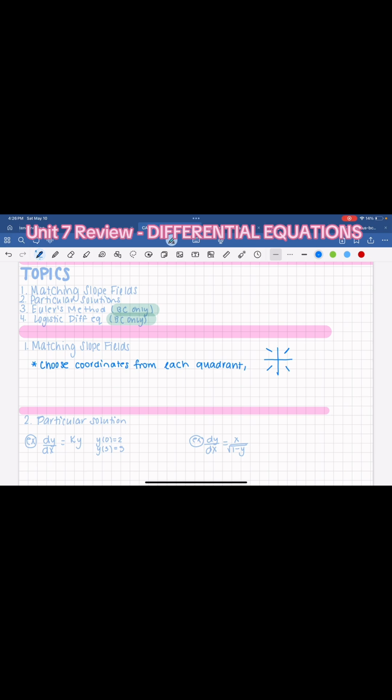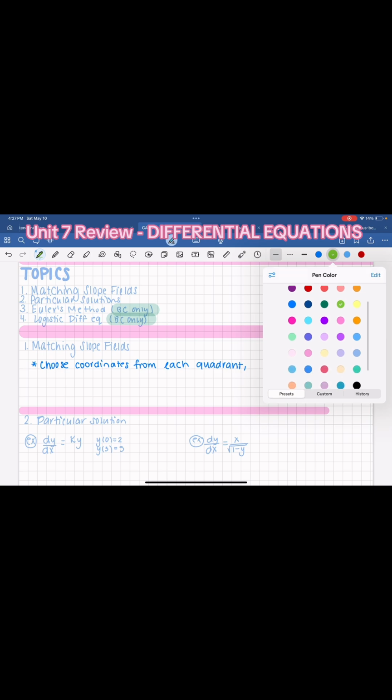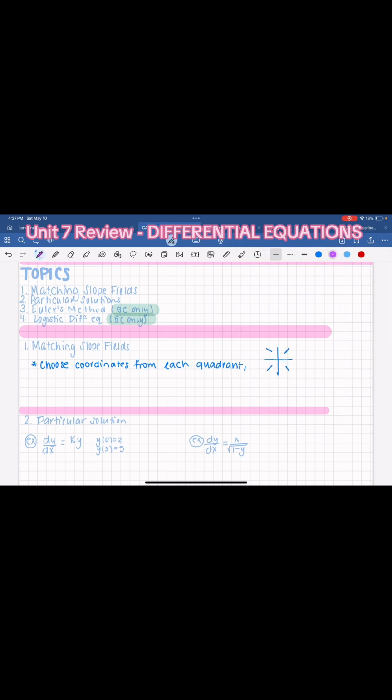So what you're going to do is you're going to go to each answer choice. Let's do purple. You're going to go to each answer choice and say, okay, at the point 1, 1, my slope is positive. And you're going to plug 1, 1 into every answer choice and confirm you get a positive slope. Do the same thing here. At the point -1, 1, it's a negative slope. So you're going to plug -1, 1 into every answer choice, make sure you get a negative slope, and so forth. And that can help you eliminate and choose and match the slope field.